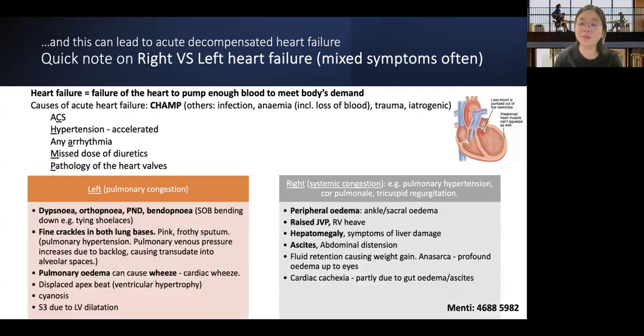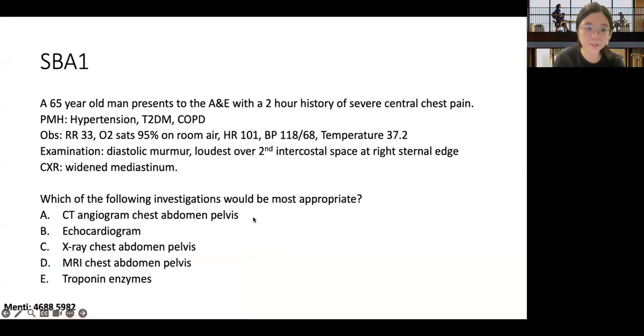So like the liver, you might have an enlarged liver, or just overall fluid overload in the ankles and the sacrum, raised JVP as well, because this vein goes all the way up there into the neck. You can have ascites. Whereas all the lung symptoms that you commonly hear about, these are for the left heart. Yep, I hope that is clear.